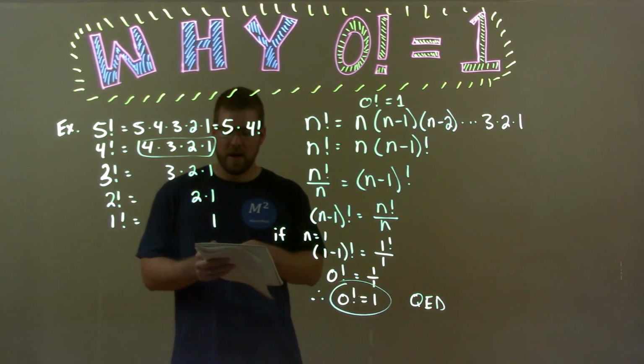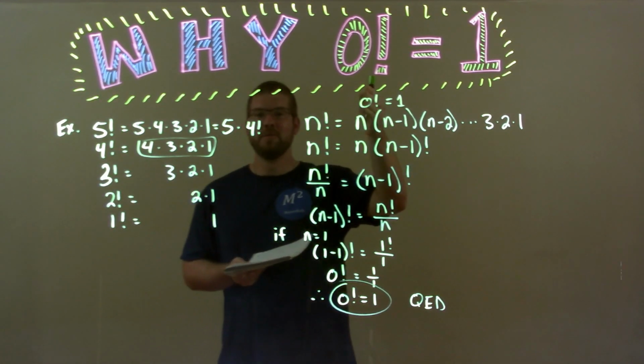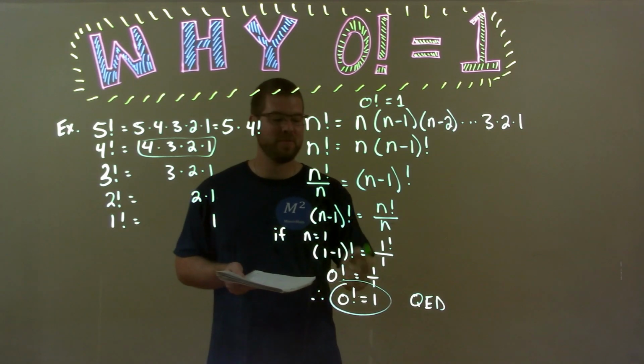So that's pretty nifty. Again, if you're wondering that question, well, here we go. We showed how 0 factorial is equal to just 1.